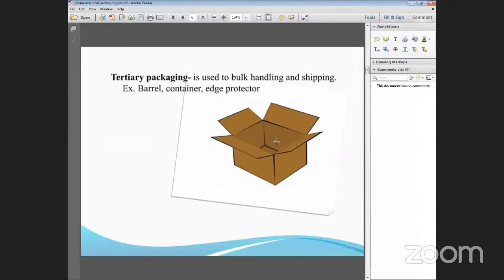100 or maybe 500, maybe 1000. They will be packed in this big carton or big box, and they will be wrapped properly and they will be left out through the outlet of the manufacturing department. This is called tertiary packaging.